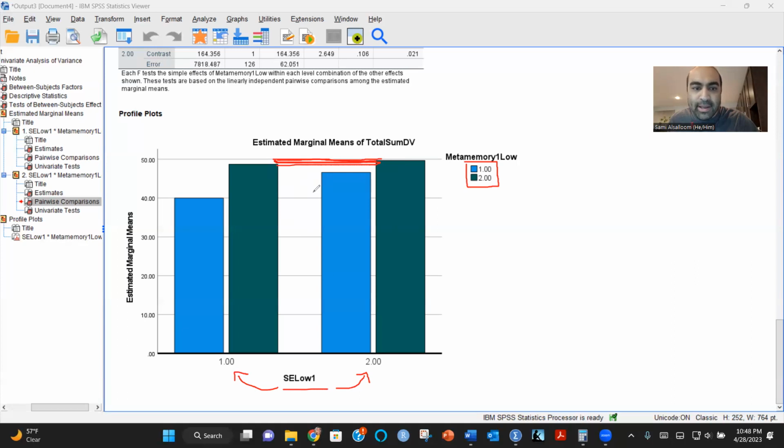But when you look at low meta memory, the blue bars, you can see there's this wide difference between people with low self-esteem and high self-esteem, right? That's that 6.6 point difference, and this is a 0.9 difference. So you can see the interaction effect visually.